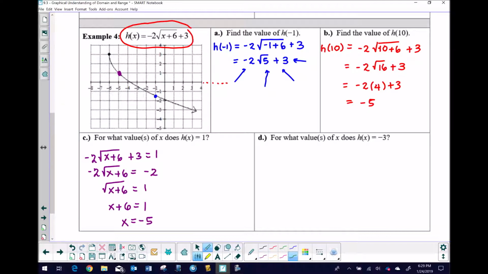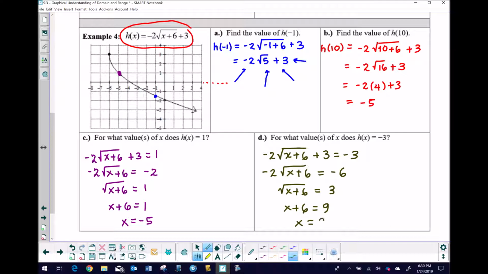For our final one, same situation. For what value of x does h of x equal negative 3? So you would take the function and set this equal to negative 3. So you're going to subtract 3 over, so we would get negative 6. Divide both sides by negative 2. And at this point, you would square both sides to get x plus 6 is 9. So x is going to turn out to be positive 3.